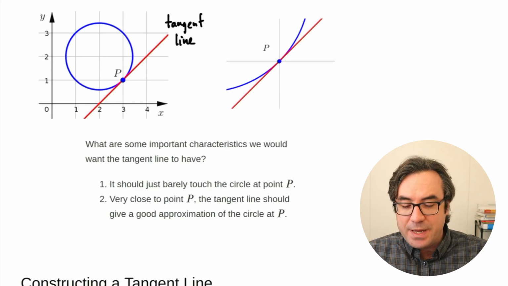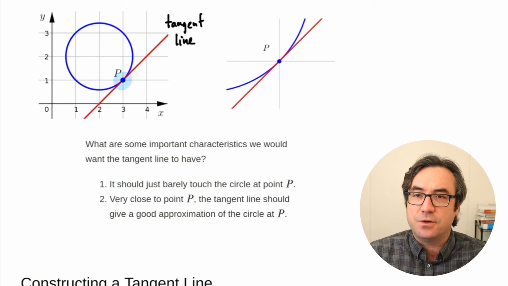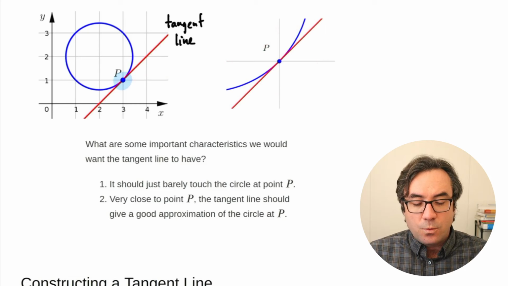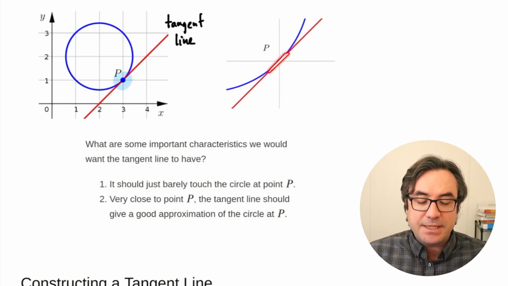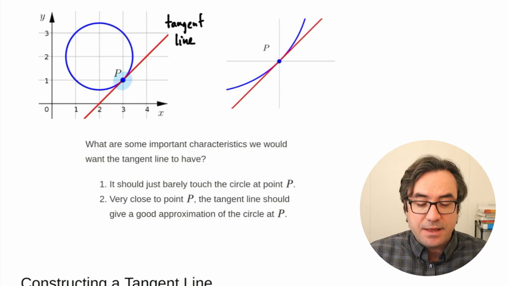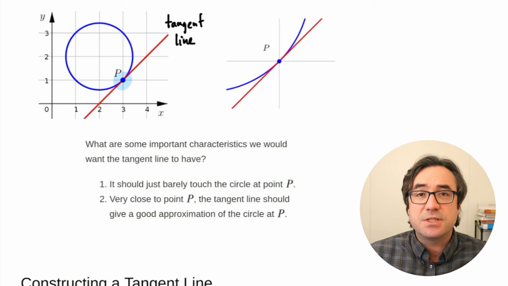So if I were to zoom in on this section of the circle, and that's what we're seeing here, we're just zooming in. Once we get close enough to point P, you can't really tell where the circle is and where the actual tangent line is. They look very similar right around that specific point.